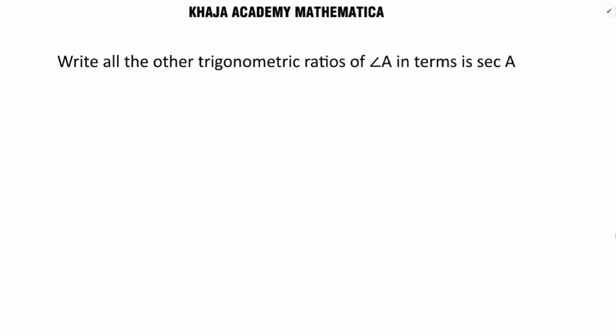Write all other trigonometric ratios of angle A in terms of sec A. So here, instead of using identities, I'll solve this problem with the help of Pythagoras theorem. So I need to write all the ratios in terms of sec A. So I'll consider sec A as k, and I'll write it as k by 1. And the sec theta ratio is hypotenuse by adjacent. So here I'll use a right angle triangle.